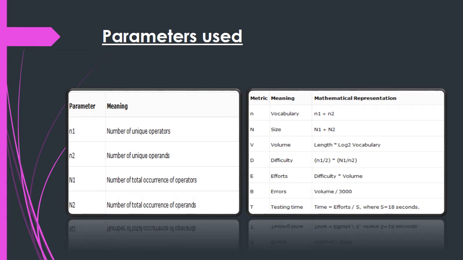Suppose in the exam you are asked to calculate the size of the vocabulary, or the program vocabulary. In that case you will be given the values of small n1 and small n2, and you just have to add n1 and n2 and you will get the vocabulary. Similarly, you get the program size by adding both capital N1 and capital N2. With the help of all these formulas you can find the numerical part, but you have to remember these formulas.